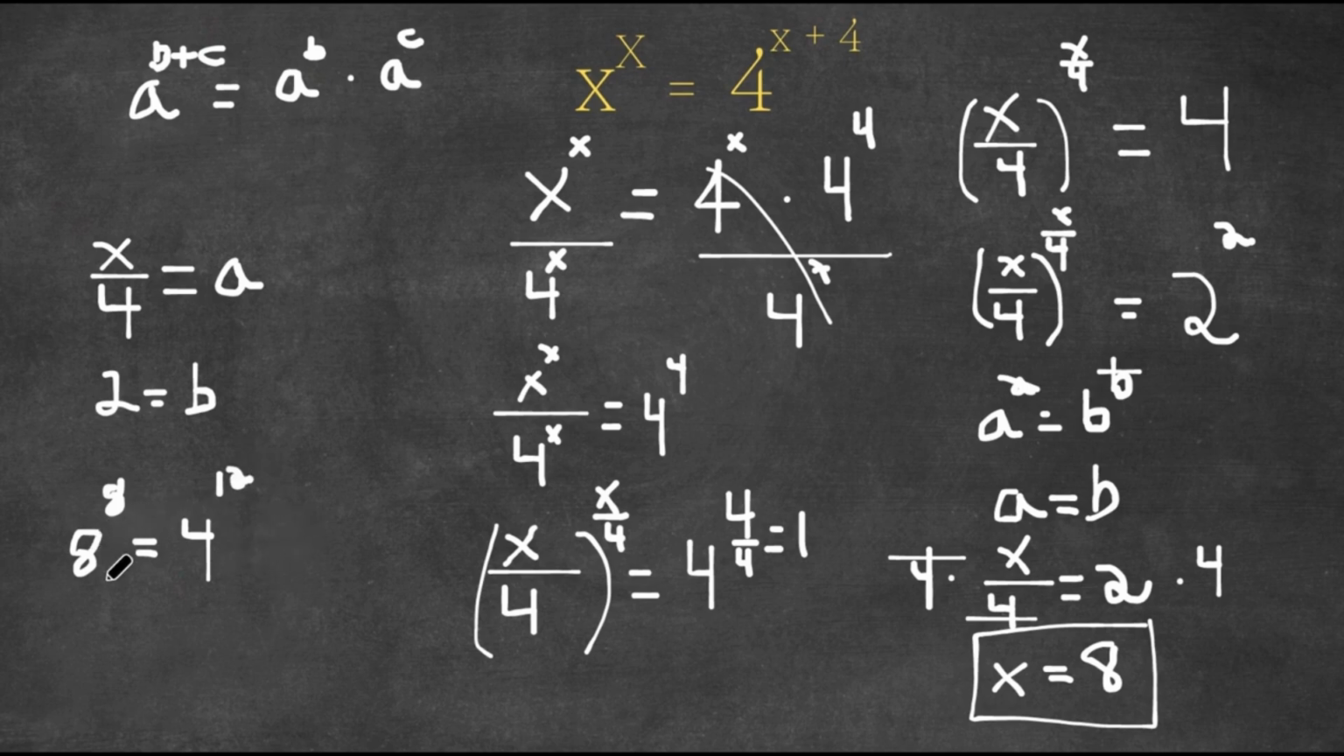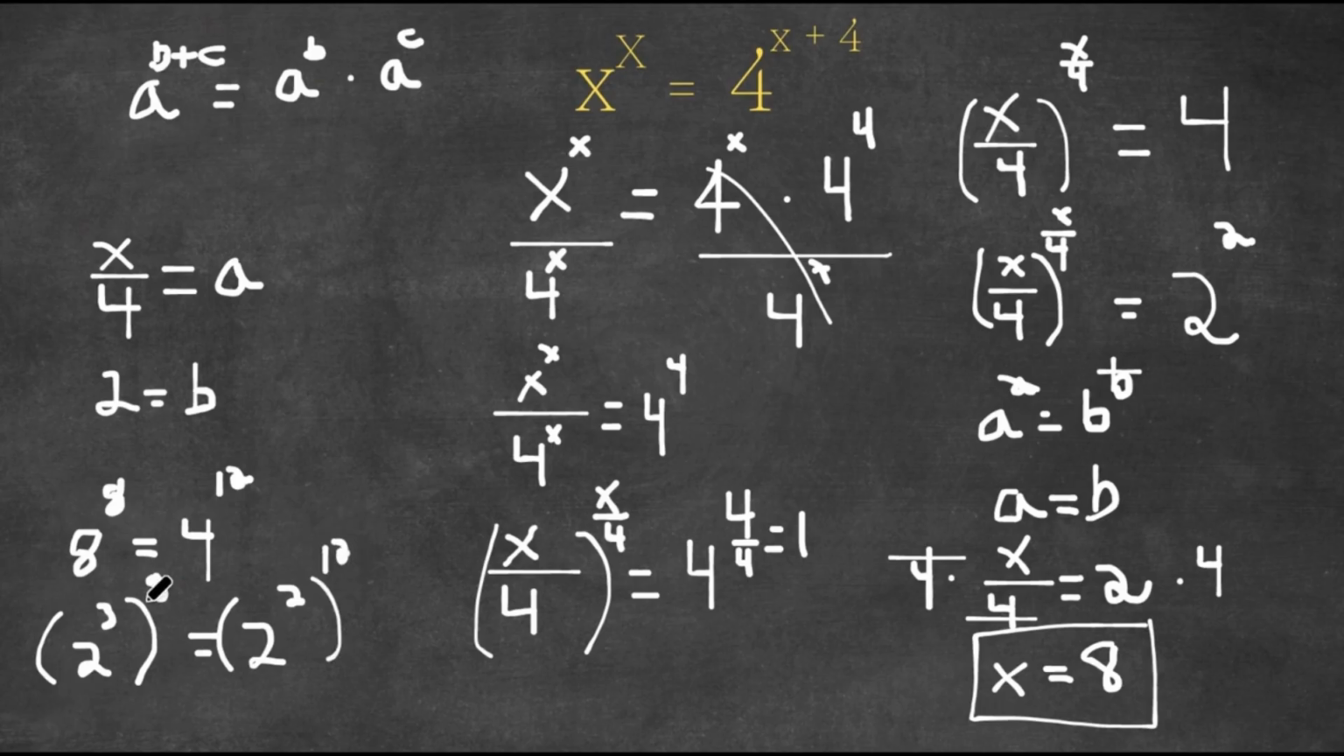Now, 8 is equal to 2 to the power of 3, and we'll still have that to the power of 8. And this is equal to 4, which is 2 squared, still to the power of 12. Now, 8 times 3 is 24, and so is 12 times 2. So we know that these two are equal. So x equals 8.